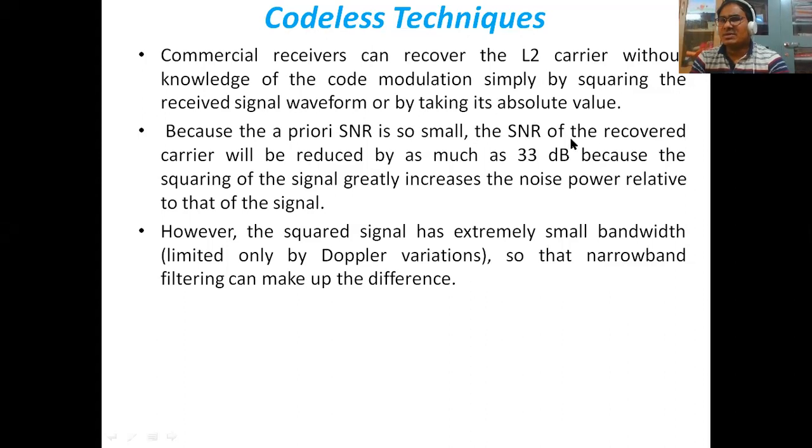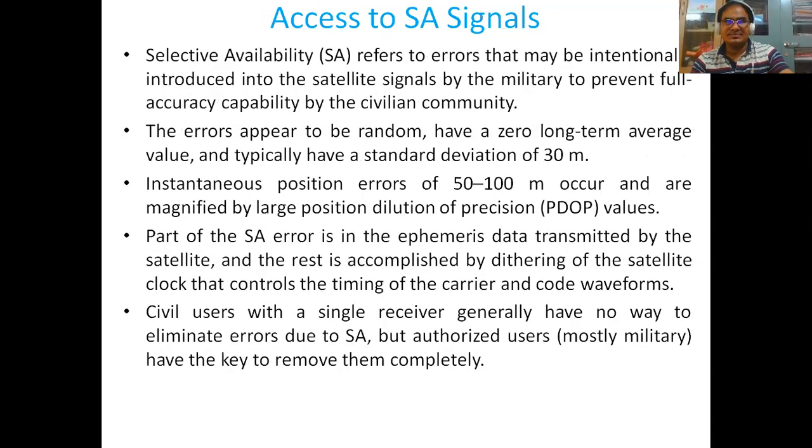Because the SNR is so small, the SNR of the recovered carrier will be reduced by as much as 33 decibels, because the squaring of the signal greatly increases the noise power relative to that of the signal. The squared signal has extremely small bandwidth, so narrowband filtering can make up the difference. So codeless techniques also exist. Why? To take the burden of high frequency and down conversion. All these things are eliminated in the commercial receivers. A few commercial receivers, not all of them.